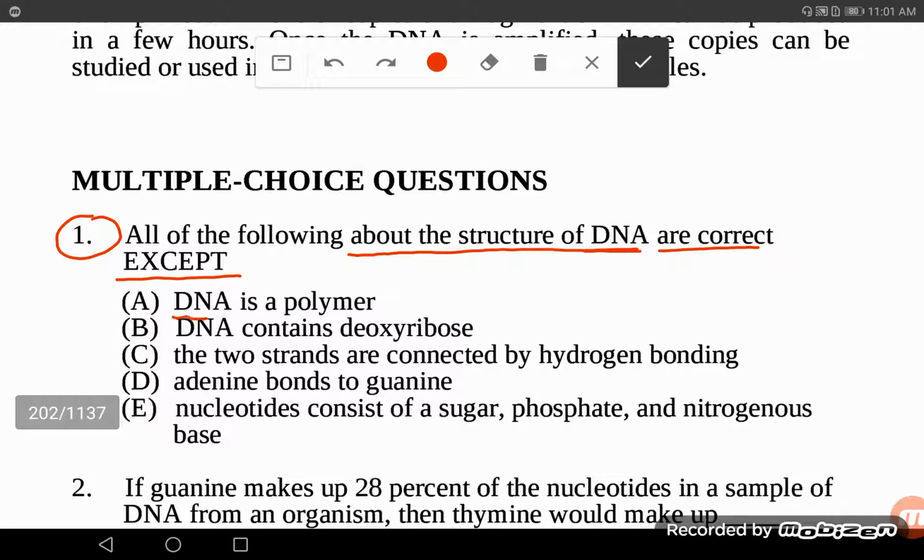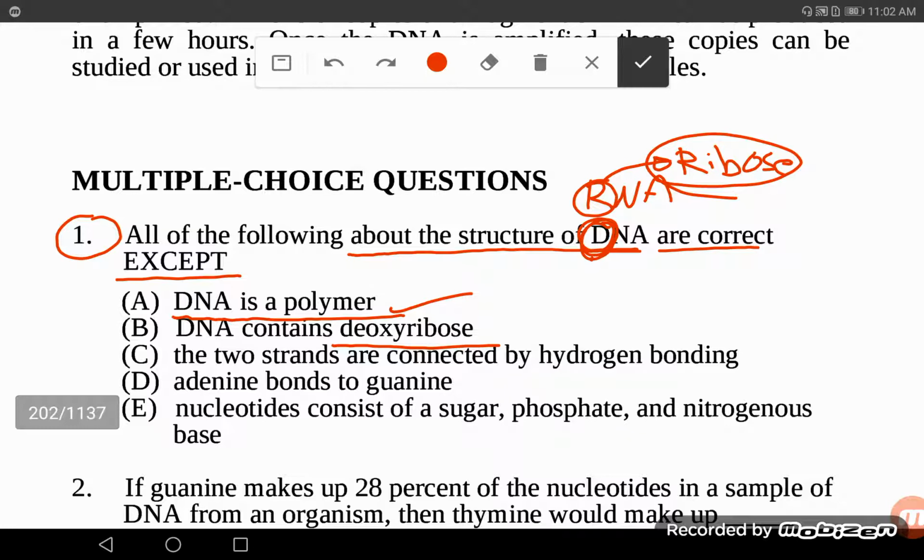The first one says DNA is a polymer. Yes, DNA is a polymer and it's made up of many monomer units, and these monomer units are nucleotides. So the first one is true. DNA contains deoxyribose. Exactly, when we say DNA, this D means deoxyribose sugar, while in RNA we have ribose sugar. So DNA contains deoxyribose and RNA contains ribose sugar. So this one is also true.